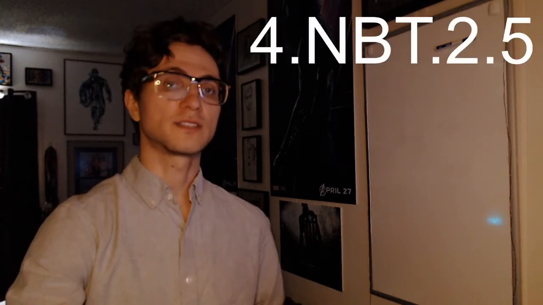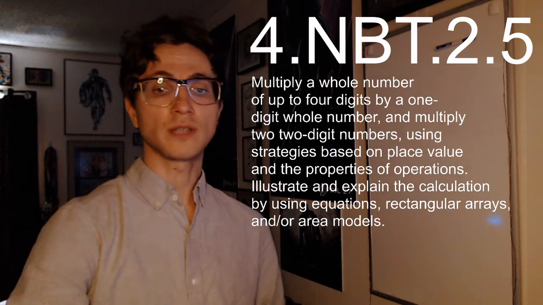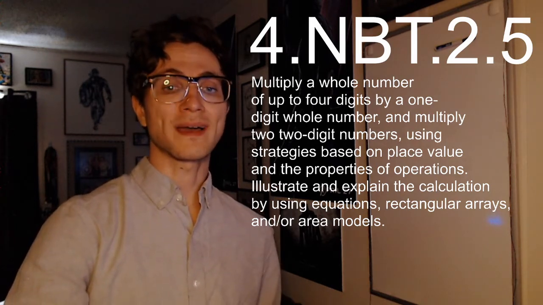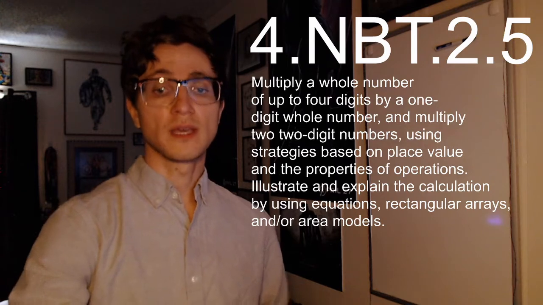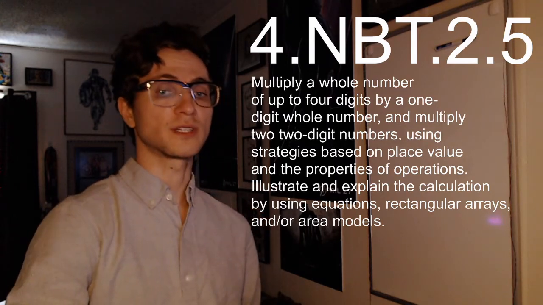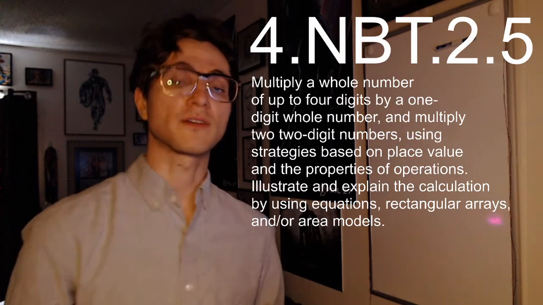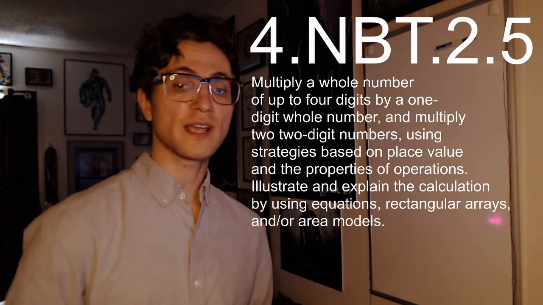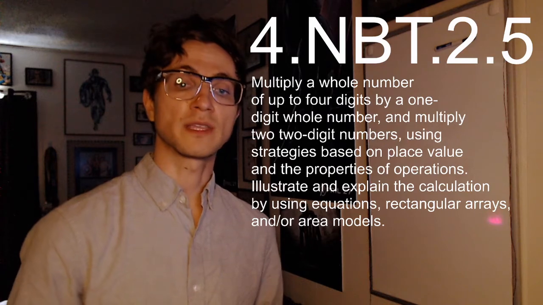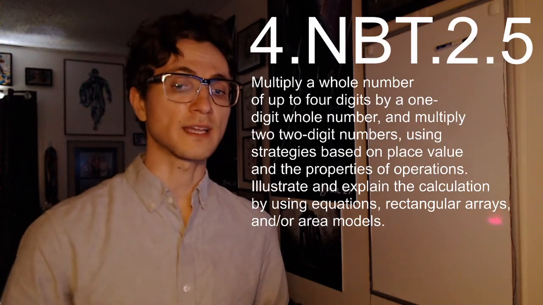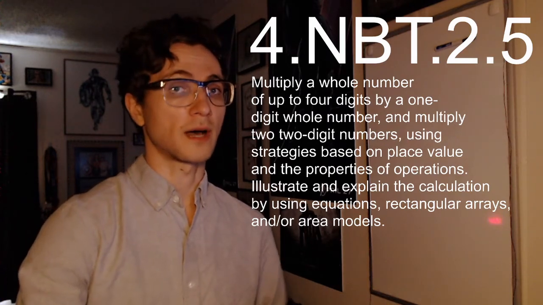Hey guys, today we're going to be working on multiplying whole numbers, and specifically working with the standard NBT25. What this standard says: multiply a whole number of up to 4 digits by a 1-digit whole number, and multiply two 2-digit numbers using strategies based on place value and the properties of operations. We're going to illustrate and explain the calculation by using equations, rectangular arrays, and/or area models.